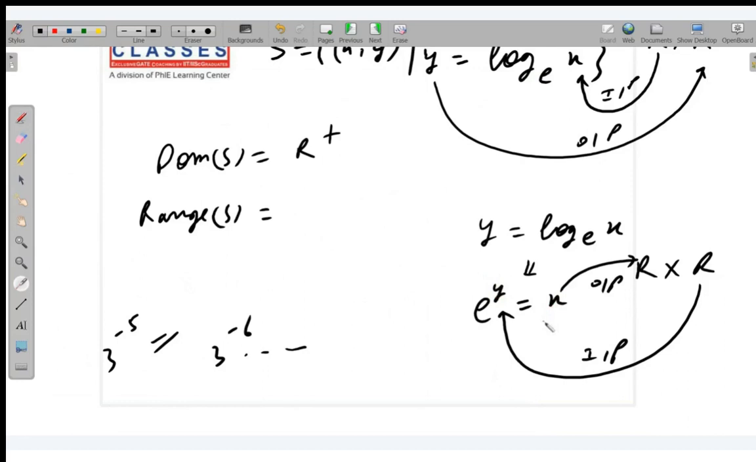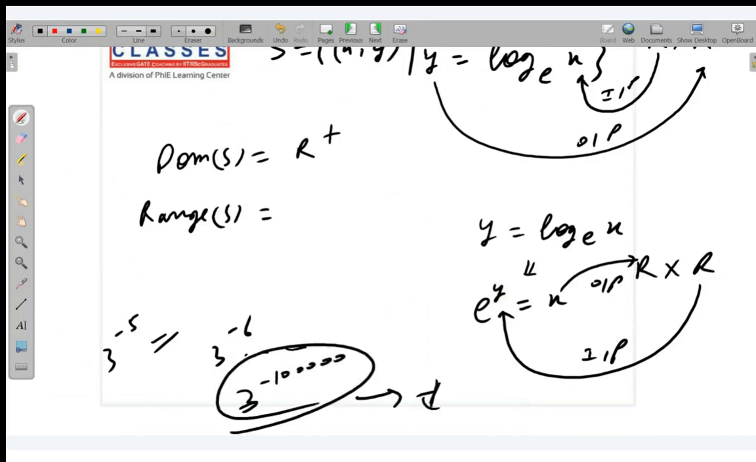3 power minus 6 or 3 power minus 1 lakh. Whatever you put, it will definitely be a positive number, no? Can it become negative? No, it will become negative only when 3 becomes negative, but 3 is not negative, 3 is positive only. So 3 power minus whatever number you put, you will get a positive as the answer. You will never get negative. So that's why I have put the range of S as positive real numbers.